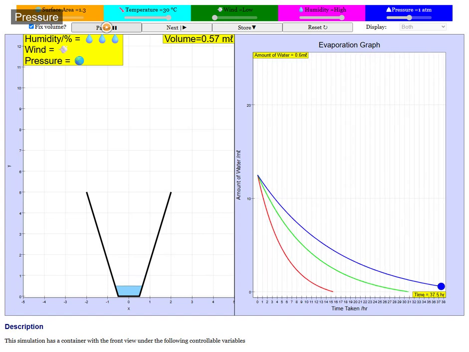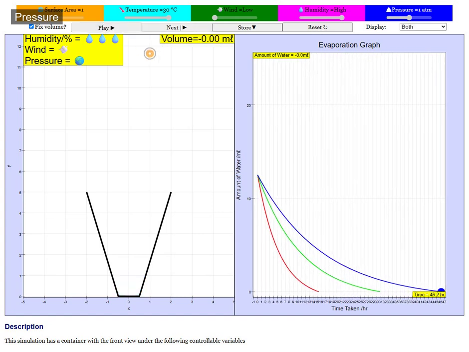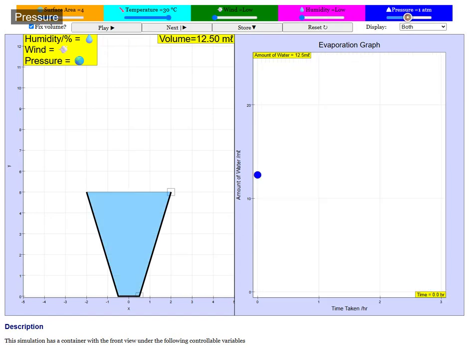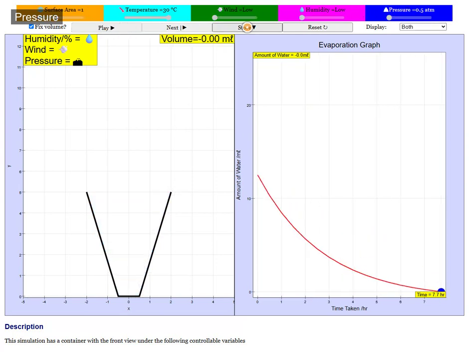Pressure can also be explored. Low pressure gives a faster curve, normal pressure sits in the middle, and high pressure is slower. Even if students find this less intuitive, the model makes the comparison visible.